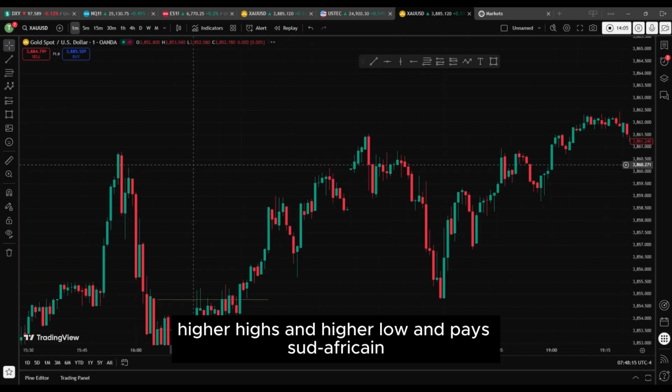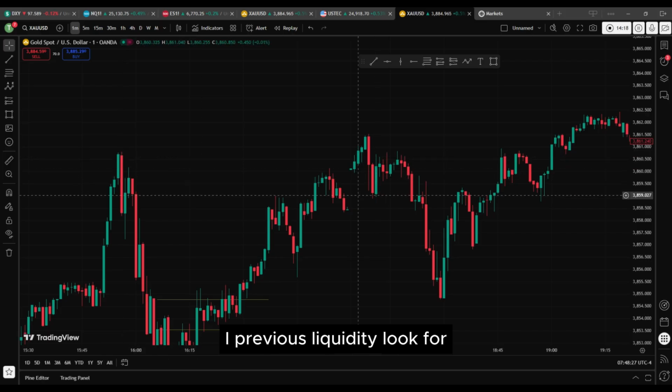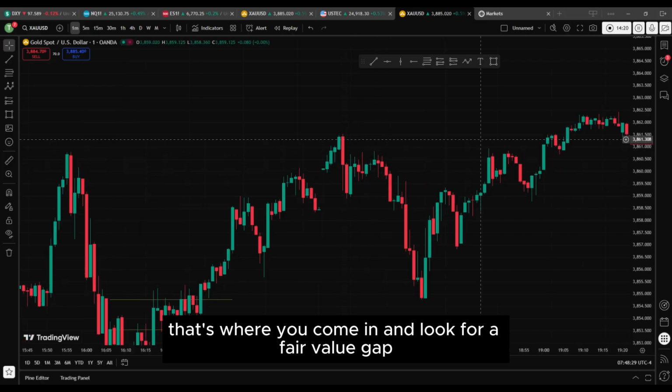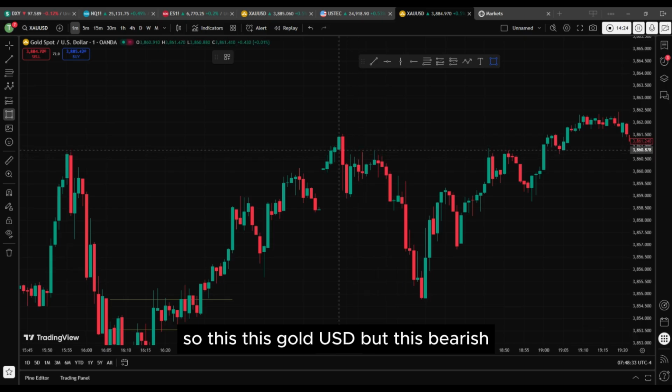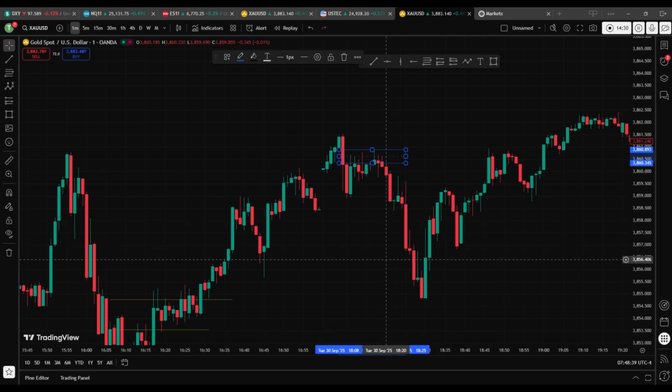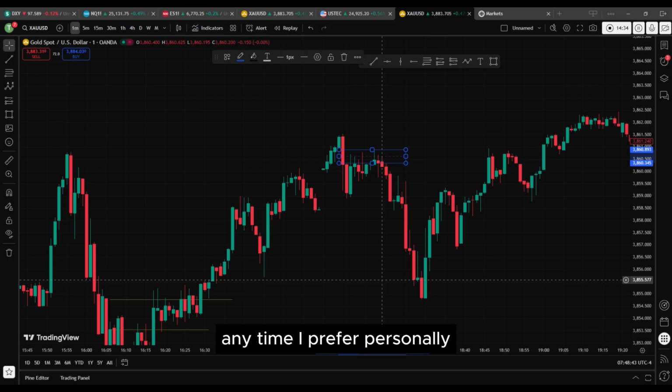And price takes initial liquidity, previous liquidity. That's where you come in and look for a fair value gap. It happens everywhere in the market. So this is gold USD, but this bearish breaker block comes in at any time.